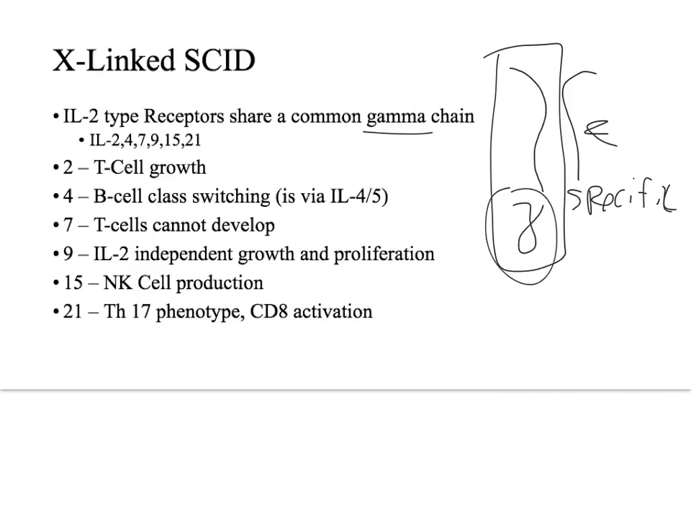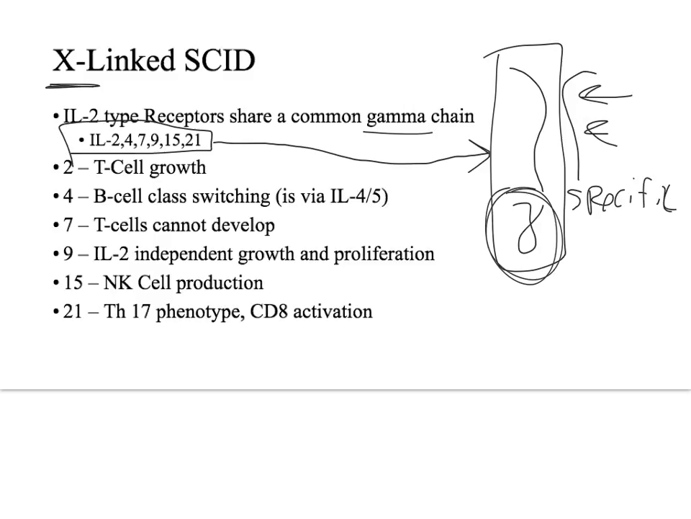And then IL-4 would use its own specific chain, and it would also add the gamma chain to that. And so all of these IL-2 receptors that I have listed here. Now keep in mind there are more IL-2 type receptors. The thing that makes it an IL-2 type receptor is that it uses the JAK-STAT pathway. But the thing that ties all of these together is the fact that they use this common gamma chain in the receptor itself. This gamma chain is made on the X chromosome, and so it's an X-linked SCID.